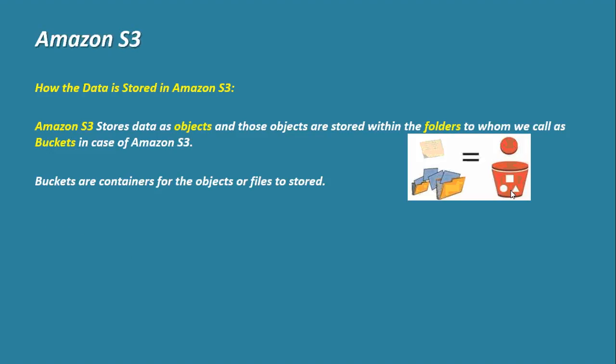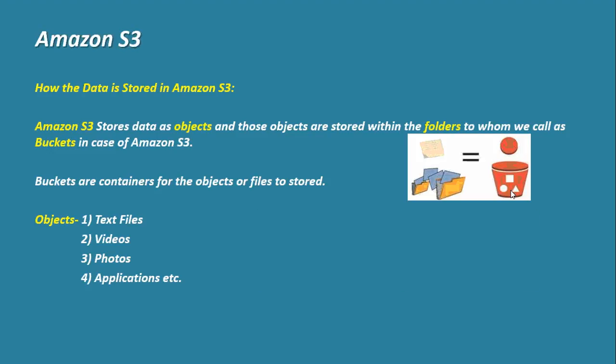Objects could be your text files, videos, photos, or applications. And Amazon S3 can be used for a number of areas where you have a website and need to put some static or dynamic content. In that case, you're going to use Amazon S3.